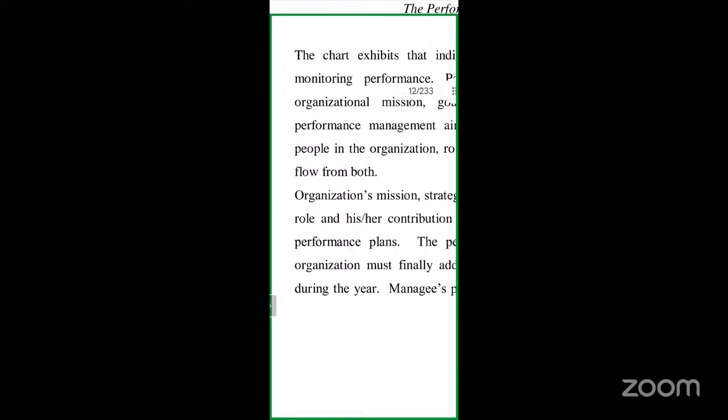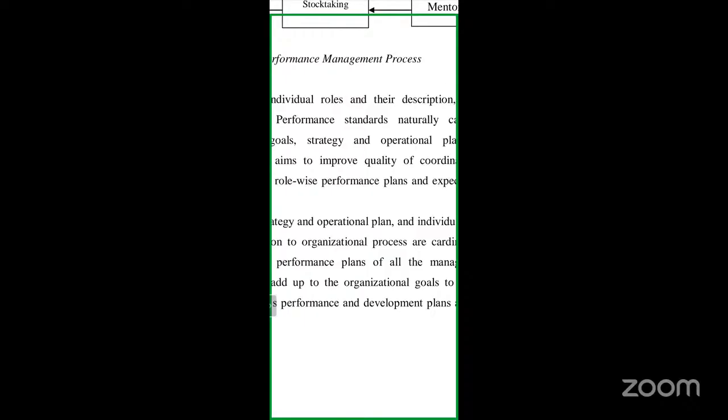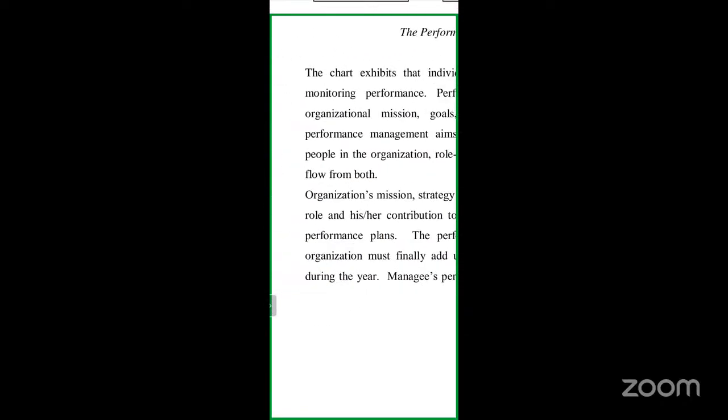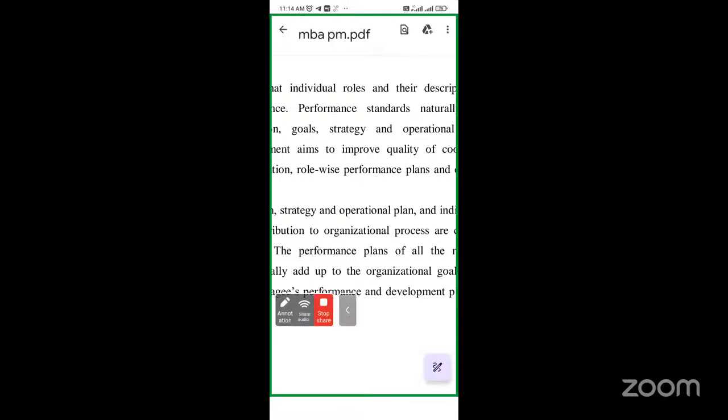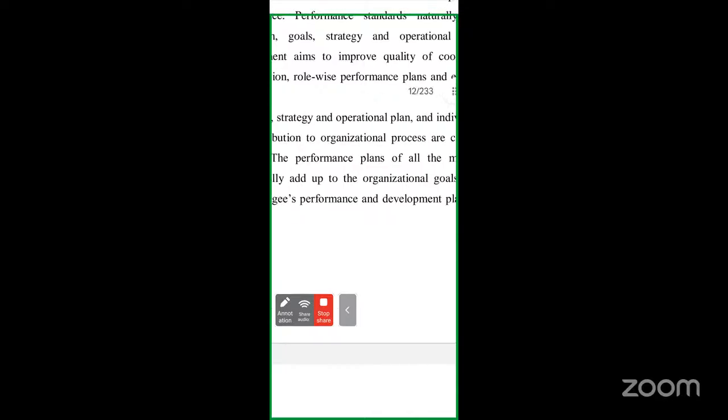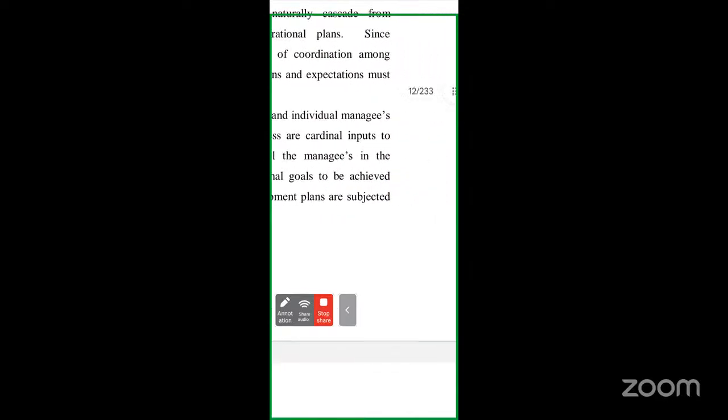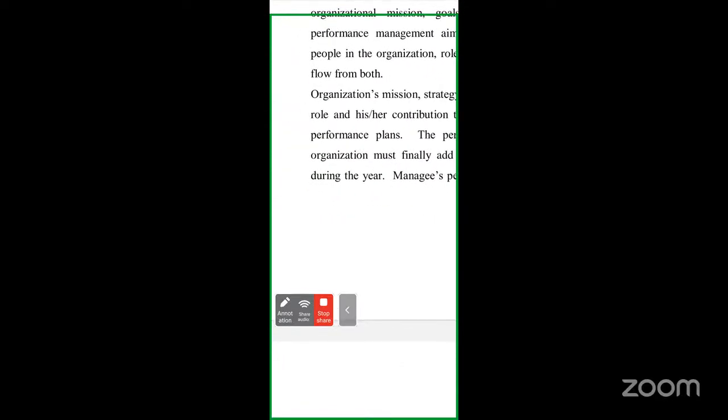Then the organization's mission, strategy, and operational plan and the individual managee's role contribution, whether he or she is male or female, to the organizational process are cardinal inputs to performance plans.